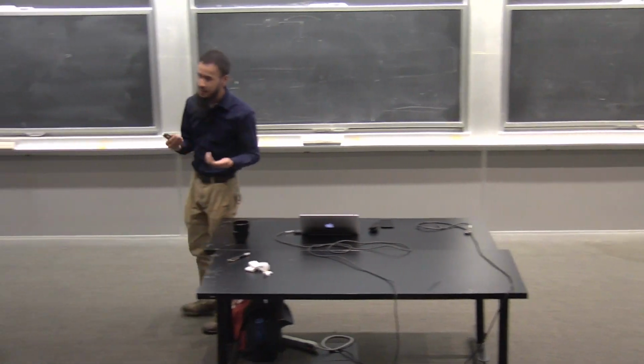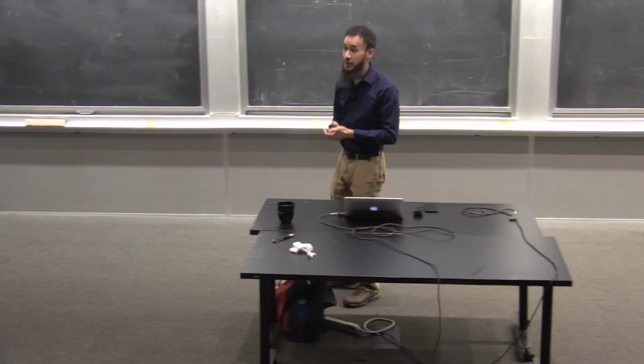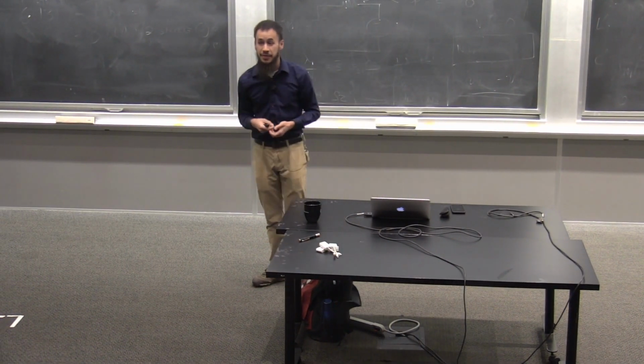OK, so that's some good news and some bad news about these compiler reports. The good news is you can ask the compiler, and it'll happily tell you all about the things that it did. It can tell you about which transformation passes were successfully able to transform the code. It can tell you conclusions that it drew about its analysis of the code. But the bad news is these reports are kind of complicated. They can be long. They use a lot of internal compiler jargon, which if you're not familiar with that jargon, makes it hard to understand. It also turns out that not all of the transformation passes in the compiler give you these nice reports. And so you don't get to see the whole picture. And in general, the reports don't really tell you the whole story about what the compiler did or did not do.